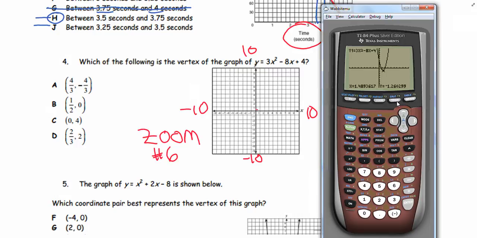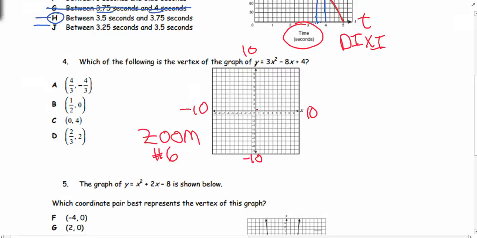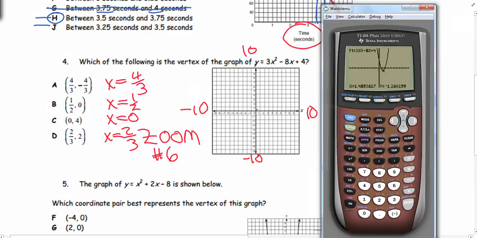Okay, well, we want to get exactly on that vertex, so we're going to use the trace button still, but this time we're going to type in our x values. Okay, so let me see if I can draw on this again. So what we're going to do is type in x equals 4/3. We're going to use x equals 1/2, x equals 0, which we know isn't the answer, and we're going to try x equals 2/3, and we're going to see which one gets us closest to that minimum point on our graph.